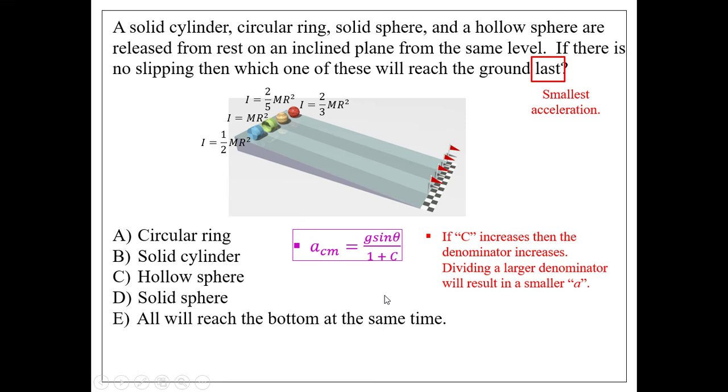All right. So other than that, I'm just going to go ahead and highlight the circular ring as my answer choice for this particular one. Now, what if they ask you which one finishes first? Well, then the opposite is true, right? If you want to finish first, then you want to pick the one with the greatest acceleration. Well, to accelerate greatest, then you need to see that smallest.